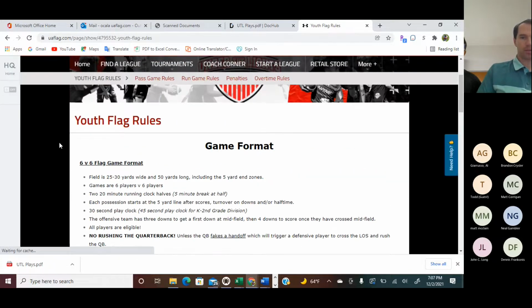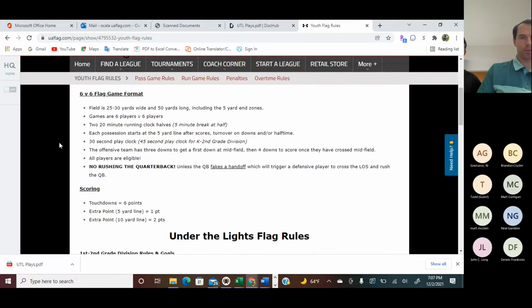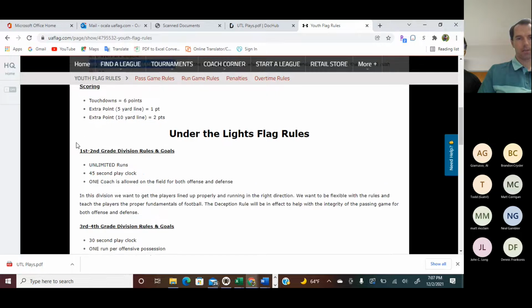I think most of you in the call here have coached before, so the format has not changed. The size of the fields has not changed. 6-on-6, running minute, 20-minute running halves, and you do get a couple of timeouts each half as well. We'll get into some of the details of the no rushing the quarterback and the quarterback runs and the fake handoffs. I'm sure that's always one of the major questions in regards to the rules, so we'll go through that in detail.